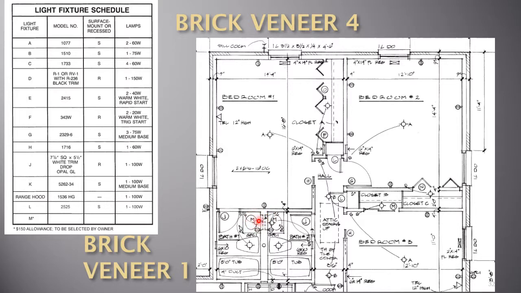M is the light over the lavatory. This switch here doesn't call out anything. I assume it's a fan. But notice for M, a $150 allowance to be selected by the owner. In other words, the owner can pick any light they want for the bathroom up to $150, and it will be included in the price of the house. If, however, the owner were to pick a light fixture more than $150, they would be responsible for the difference.